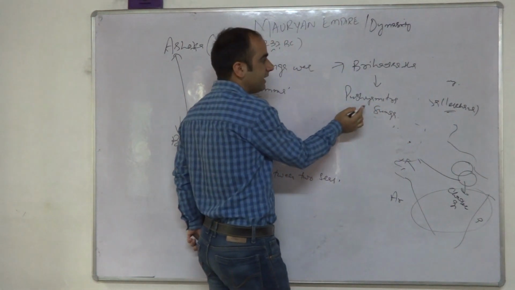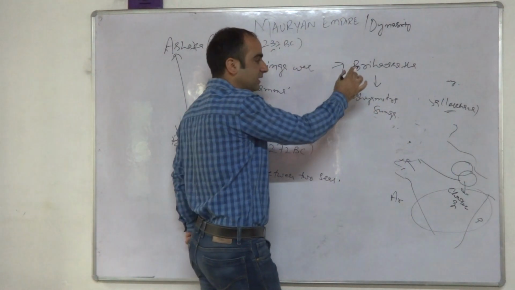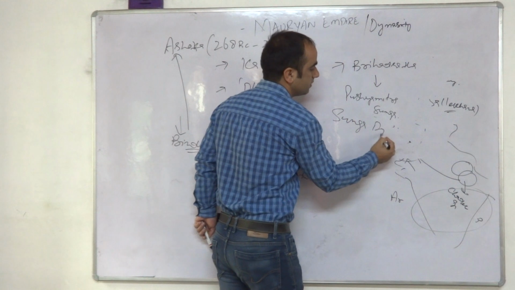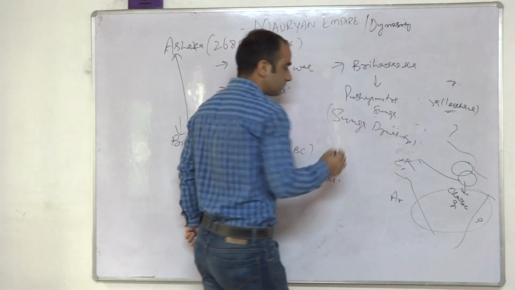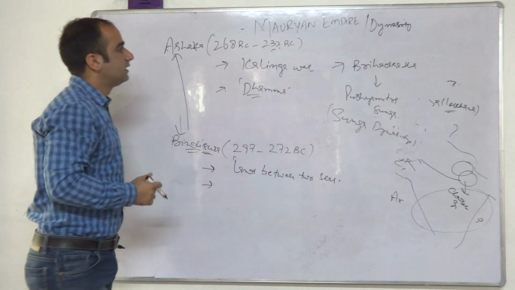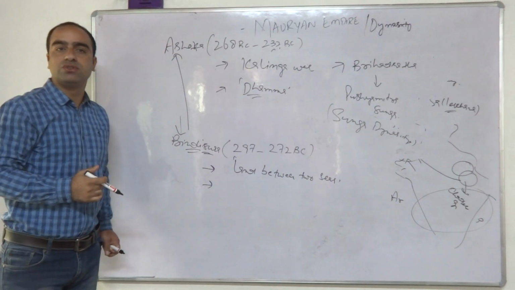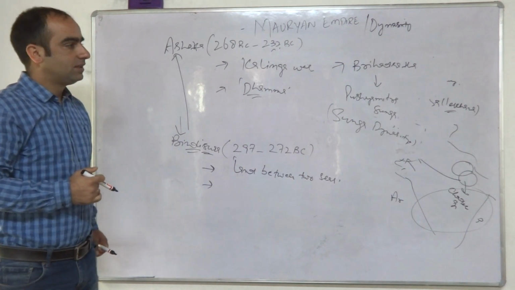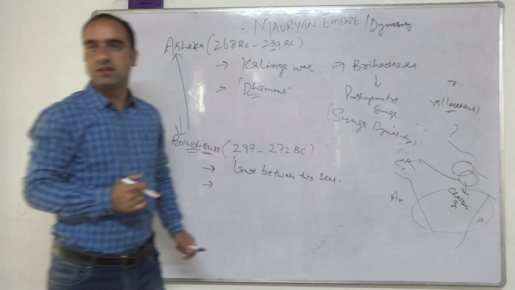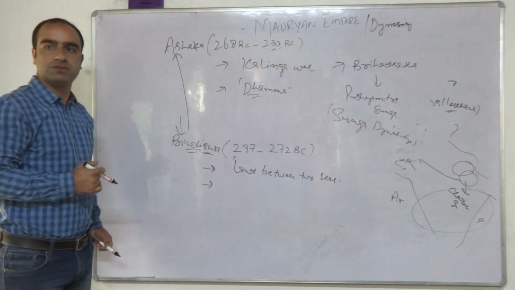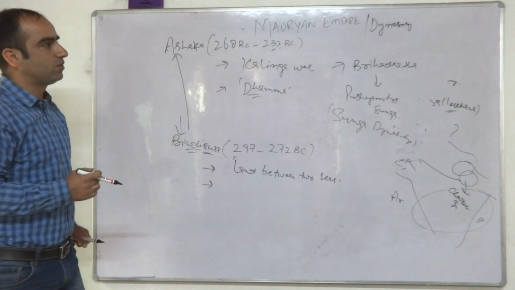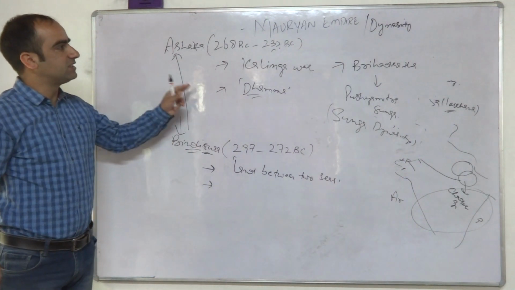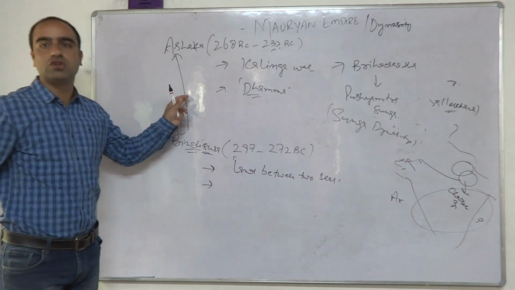This Pushyamitra Sunga killed the last Mauryan ruler, Brihadratha, and he laid the foundation for another dynasty known as the Sunga dynasty. So in this way, the Mauryan Empire, which ruled about 150 years, came to an end when its last ruler Brihadratha was killed by Pushyamitra Sunga. So this was the introduction about the Mauryan Empire, and you have to remember these things. Now we will deal with each topic separately.